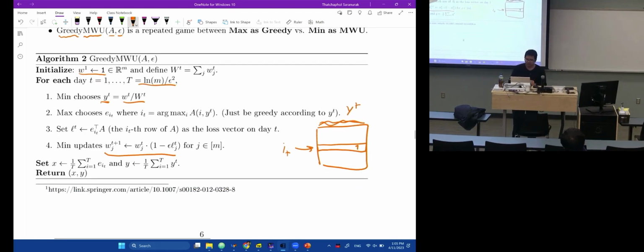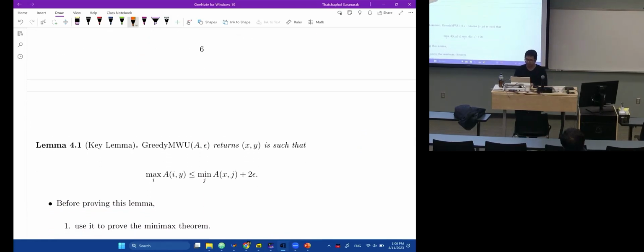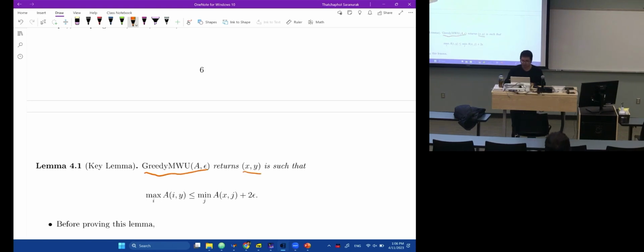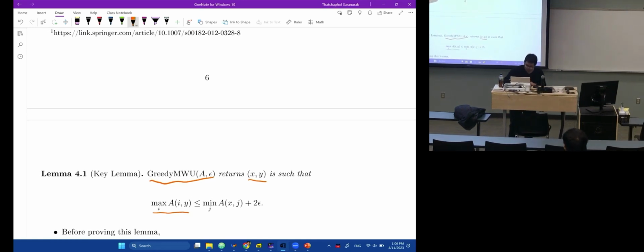Okay? So now my claim is this. My claim is that this algorithm will return a pair of strategies x and y such that this is basically the payoff of min, min pays off after announcing y, when choosing y. This is max's payoff when choosing x.